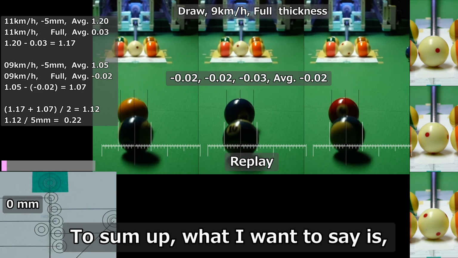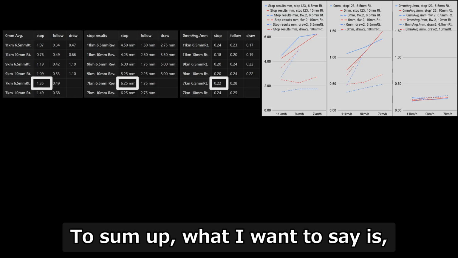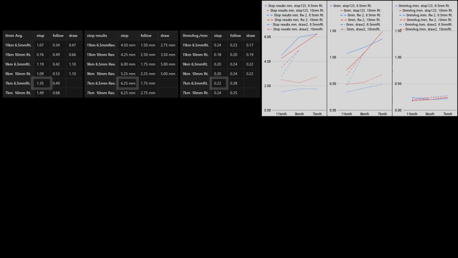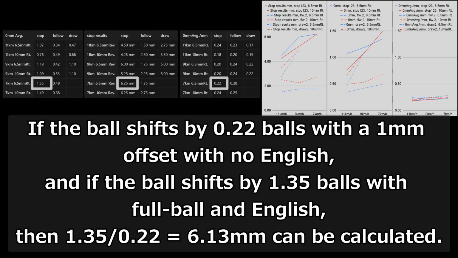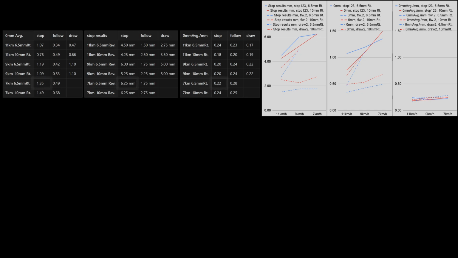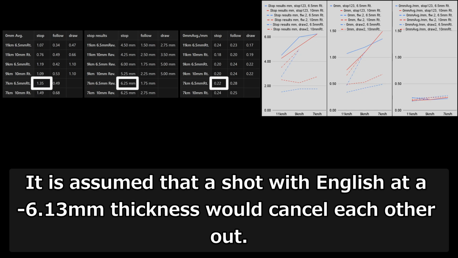To sum up, what I want to say is, if the ball shifts by 0.22 balls with a 1 mm offset with no English, and if the ball shifts by 1.35 balls with full ball and English, then 1.35 divided by 0.22 equals 6.13 mm. It is assumed that a shot with English at a minus 6.13 mm thickness would cancel each other out.